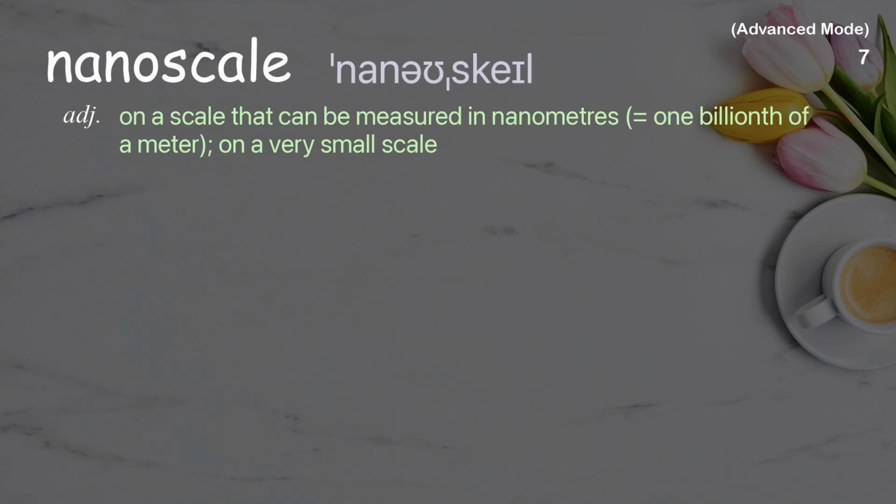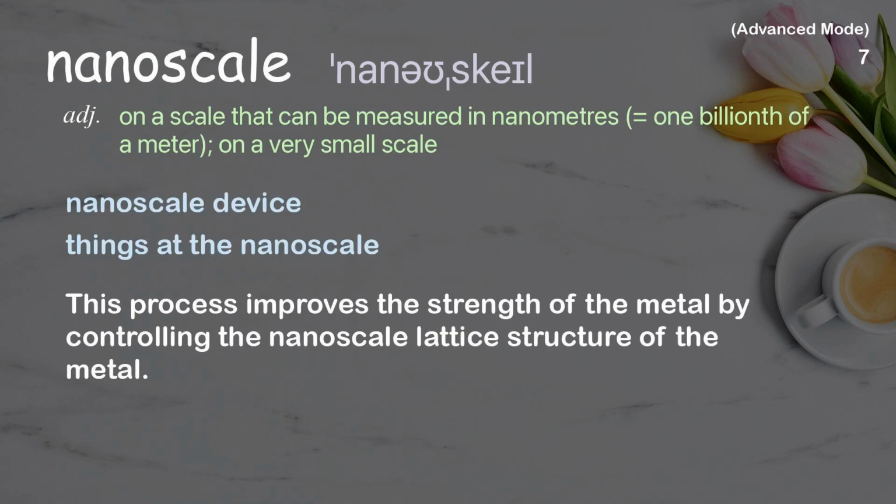Nanoscale. On a scale that can be measured in nanometers, equals 1/10,000,000th of a meter, on a very small scale. Examples: Nanoscale device. Things at the nanoscale. This process improves the strength of the metal by controlling the nanoscale lattice structure of the metal.